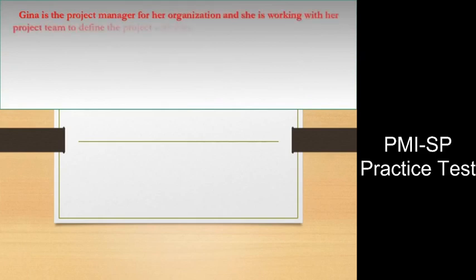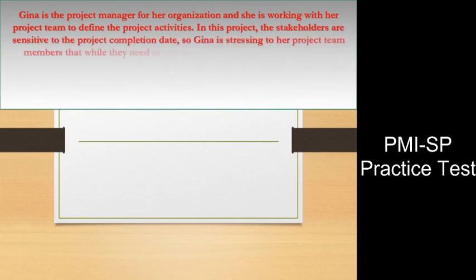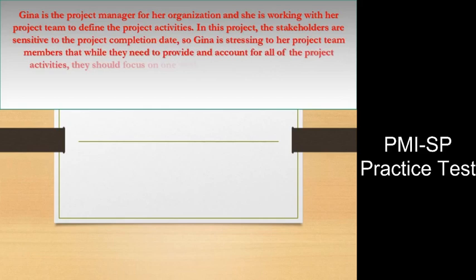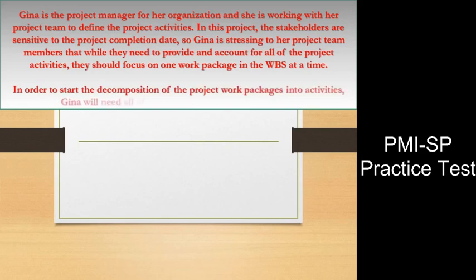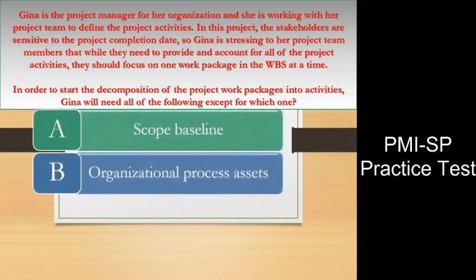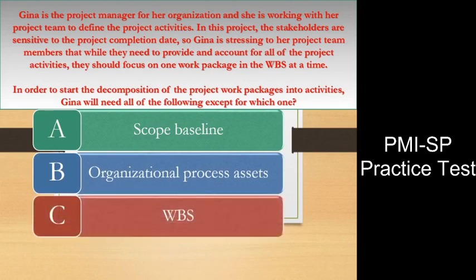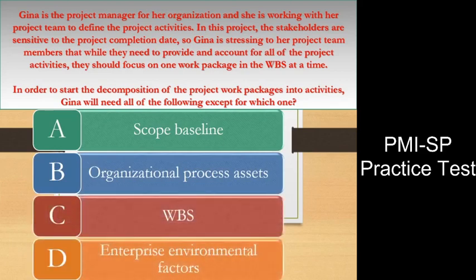Question: Gina is the project manager for her organization and she is working with her project team to define the project activities. In this project, the stakeholders are sensitive to the project completion date, so Gina is stressing to her project team members that while they need to provide an account for all of the project activities, they should focus on one work package in the WBS at a time. In order to decompose the work packages into activities, Gina will need all of the following except for which one? Scope baseline, organizational process assets, WBS, enterprise environmental factors.